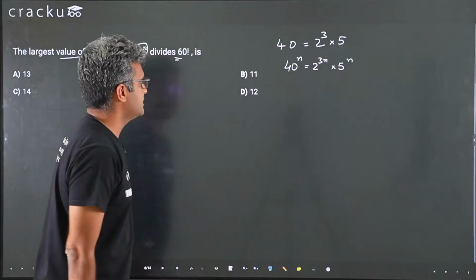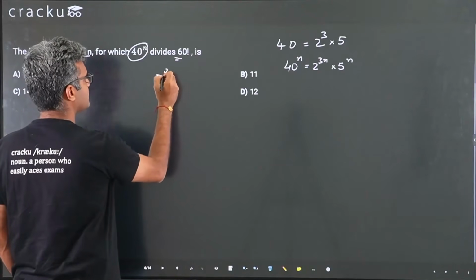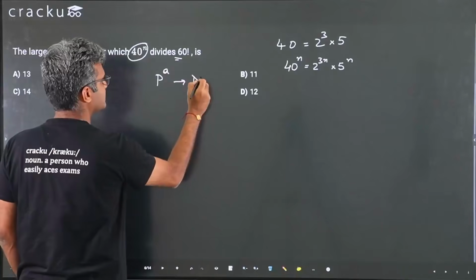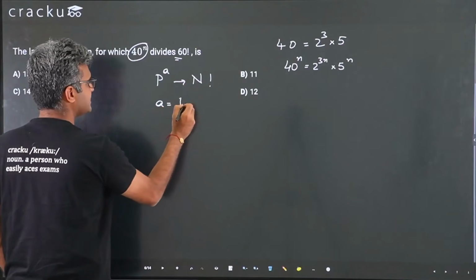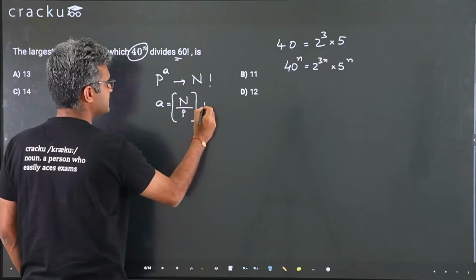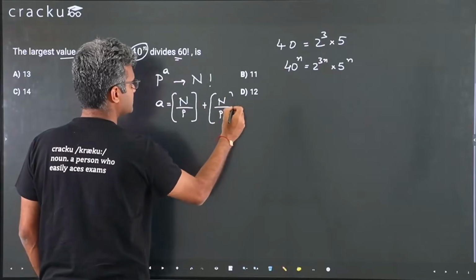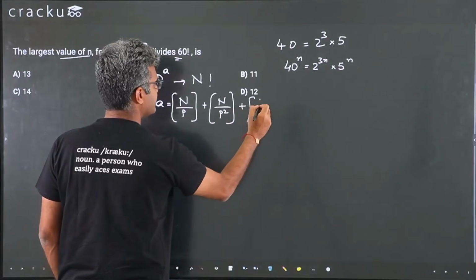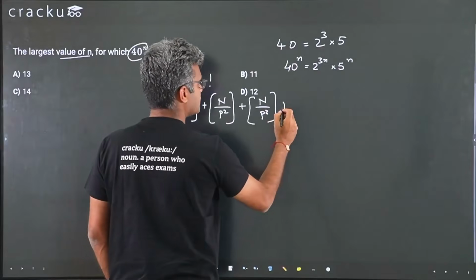We know that if you are given a prime number p, what is the highest power of p which divides n factorial? This can be calculated. The highest power will be n divided by p, take the integer part out, plus n divided by p square, take the integer part out, plus n divided by p cube, take the integer part out, plus dot dot dot.